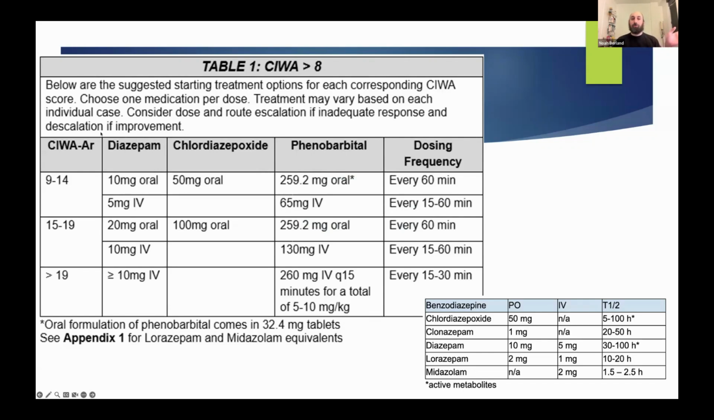People are going to be going to the OBS unit having already had a CIWA score now less than 8 after treatment. And we're going to have a good table for you to know how to convert depending on which benzo you're using, because we're not telling you what you have to do.